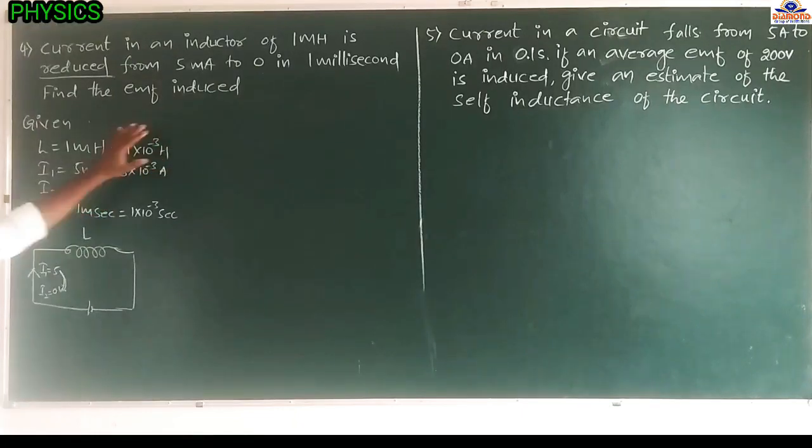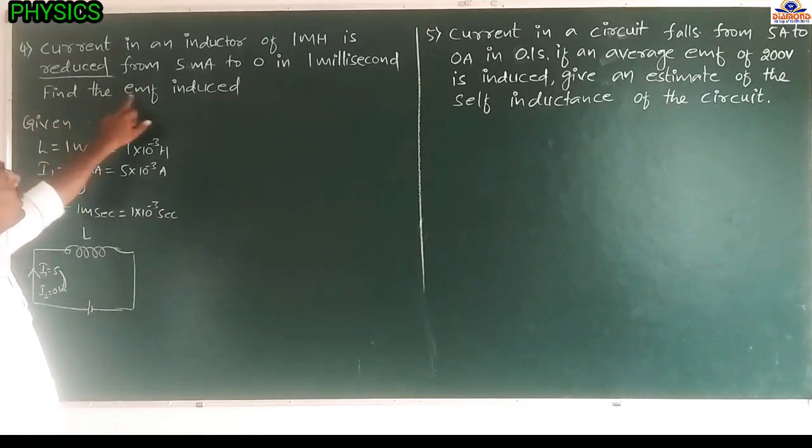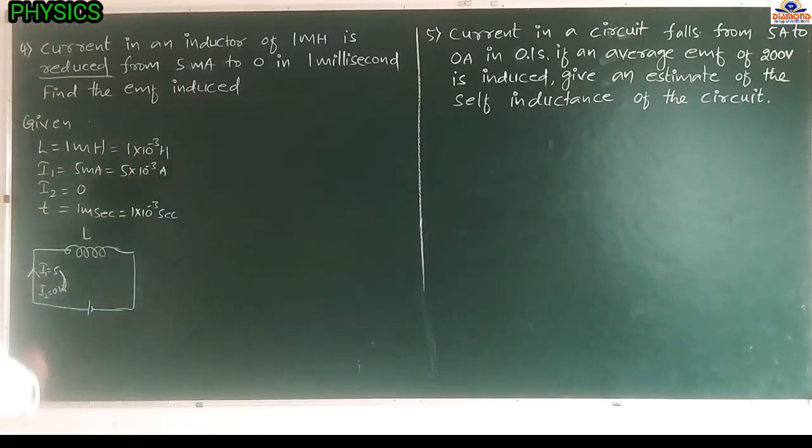What are the given data? L value is given, I1 is given, I2 is given, and time is given. We have to find the EMF induced. How much EMF is induced in the circuit? That means EMF equals question mark. We are calculating the induced EMF.